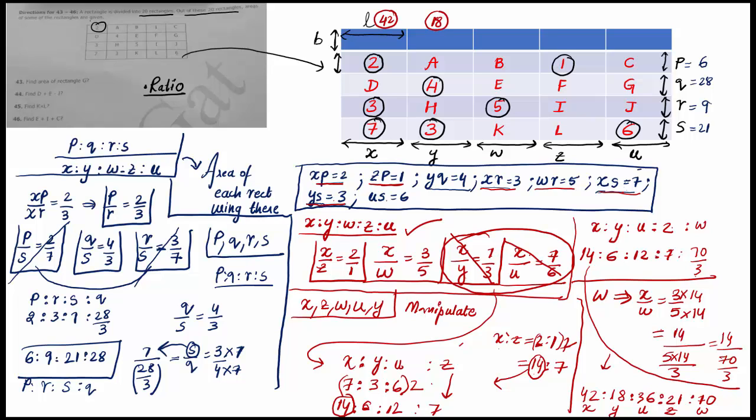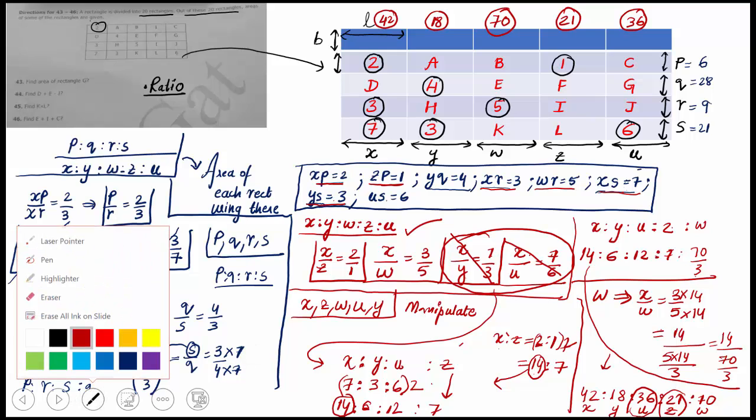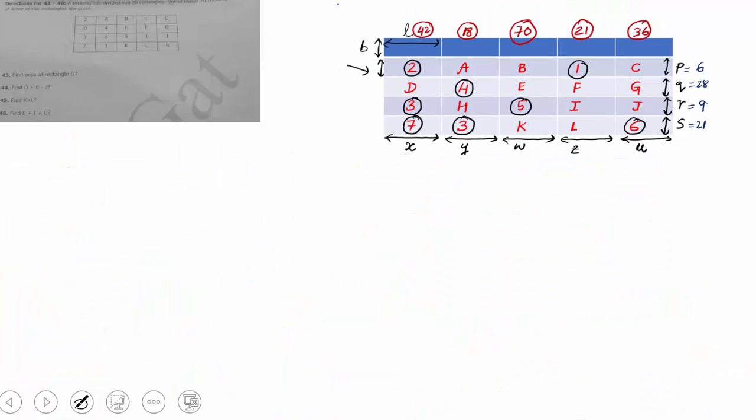And what is u? U is 36. And where is u here? U is 36 here. And z is 21 here. And w is 70. So this is the information I have with me, right? I'm trying to erase everything so that we can solve the questions using these values. Now let's solve the questions by using the values that we have obtained using ratios.